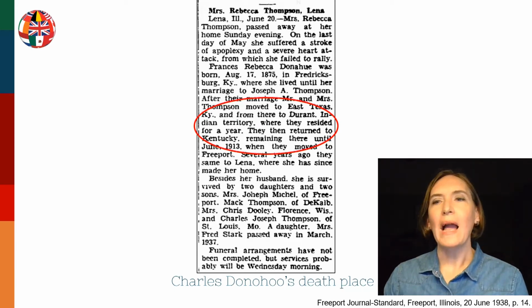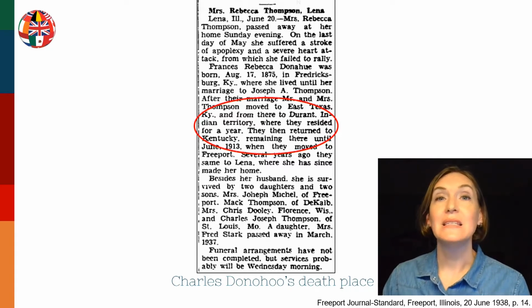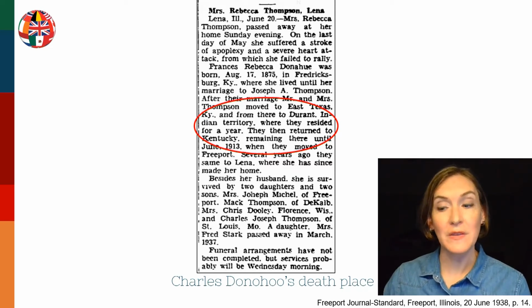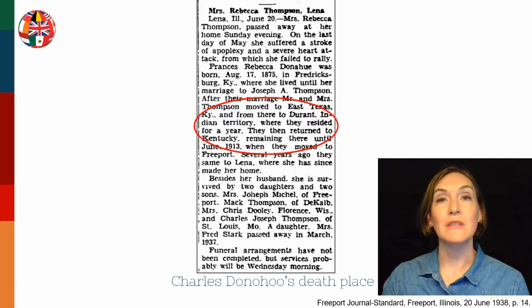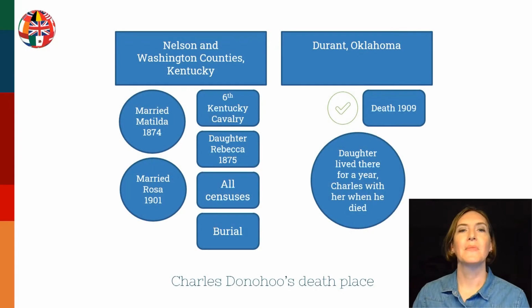So why was Mr. Charles Donahue, why did he die in Oklahoma? It was because his daughter, his only daughter, had moved there with her husband for a short period of time. They were only there for a year. And either he was living with her at the time, or he had been there to visit when he passed away and was brought back to Kentucky for his burial.